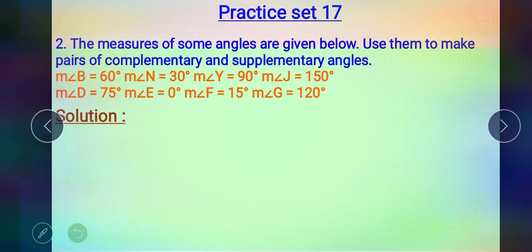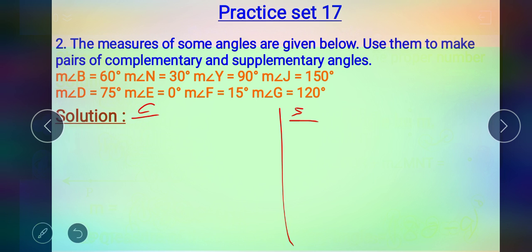So here I'll make two groups, students, one for complementary and the other for supplementary. C for complementary, S for supplementary. Complementary means the addition should be 90 degrees.